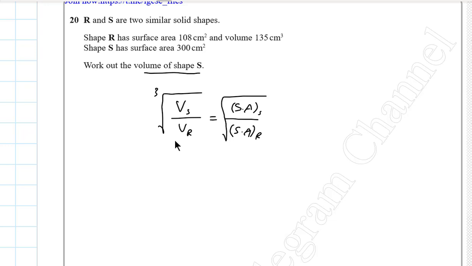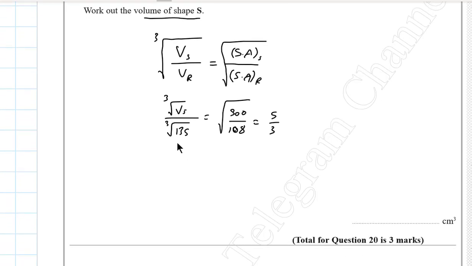Now we can say that the cubic root of the volume of S divided by the cubic root of the volume of R, which is 135, equals the square root of the surface area of S, which is 300, divided by 108. If we calculate this, it will be 10 over 6, which is 5 over 3.